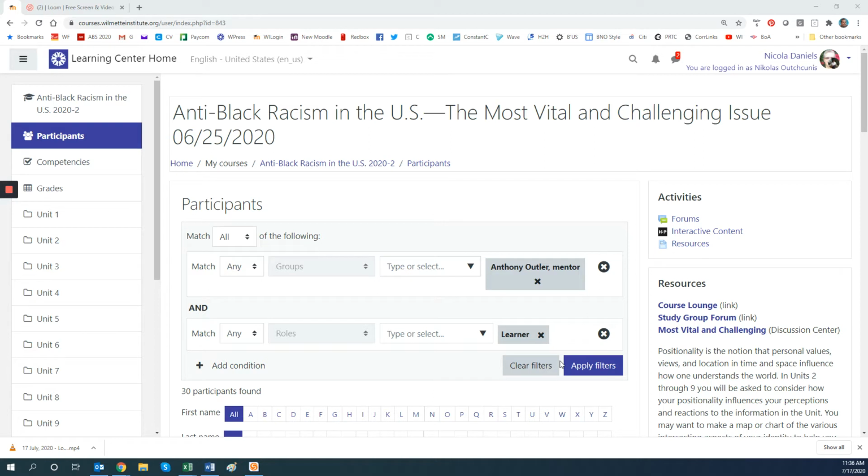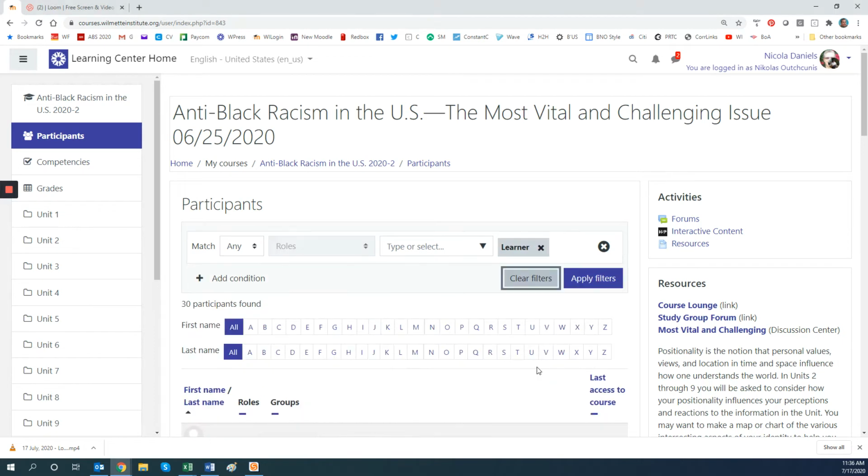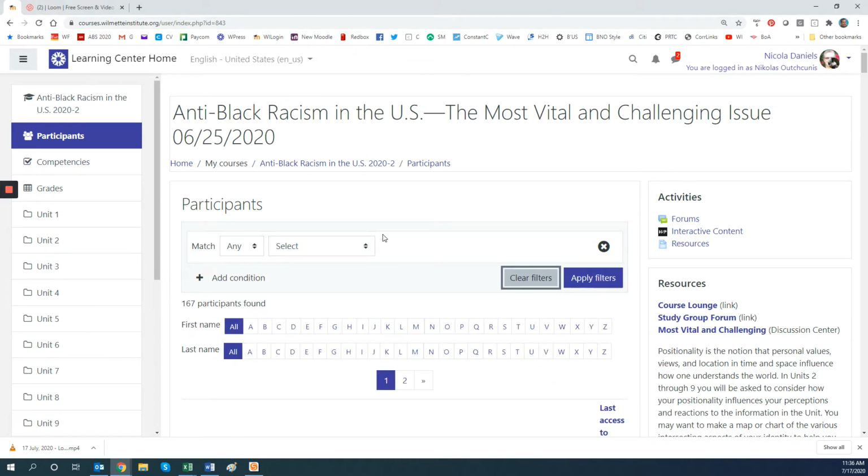But suppose we wanted to find a particular person. We know their name. Let us say we remember their first name, but we don't remember anything else about them. So first I'm going to clear these filters so that we have a clear list. And now I'm going to look for a keyword.